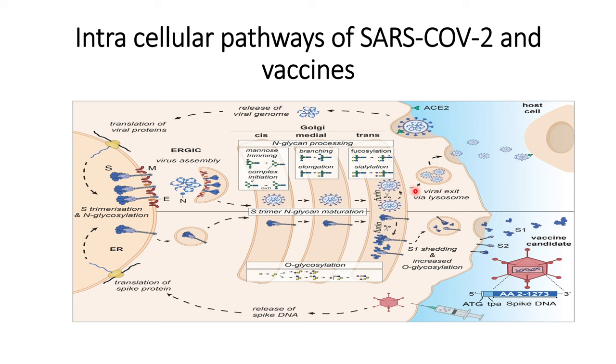After that, because of the signature present on the virus, it moves to the lysosome, then to the extracellular matrix to infect other cells. Now let's understand how the DNA or RNA type of vaccine works.